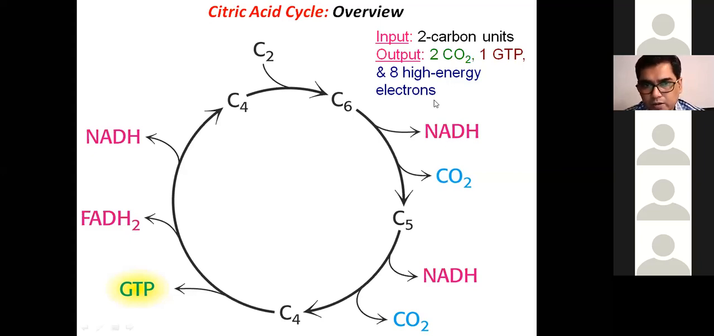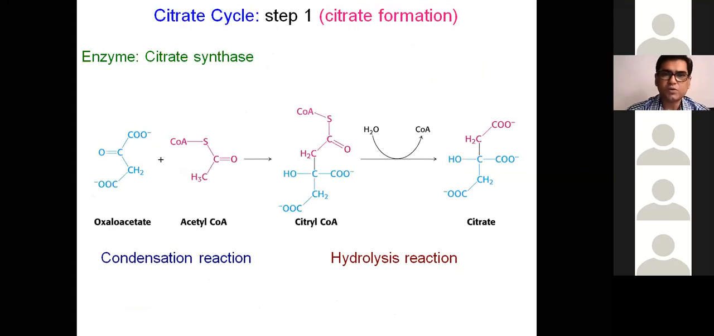As you can see, acetyl CoA, 2 carbon. How many NADHs? 1, 2, 3 NADHs. Okay. How many FADHs? Only one FADH. And how many ATPs? Only one ATP in the form of GTP. And how many carbon dioxide? 2 carbon dioxide. So this is the net production of the citric acid cycle. Now, let's see how it's taking place.